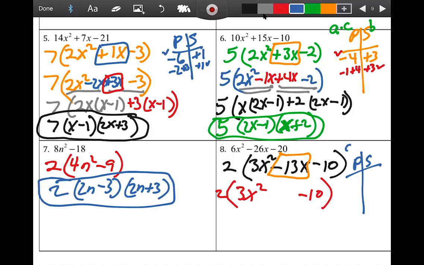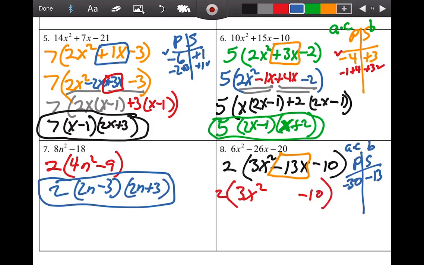Okay, so A times C is 3 times negative 10. Sum is negative 13. Okay, so negative 30. Well, we got some different factors for negative 30, because 1 times 30 is 30, and 2 times 15, and 3 times 10, and 6 times 5. But we got to get a sum of negative 13.